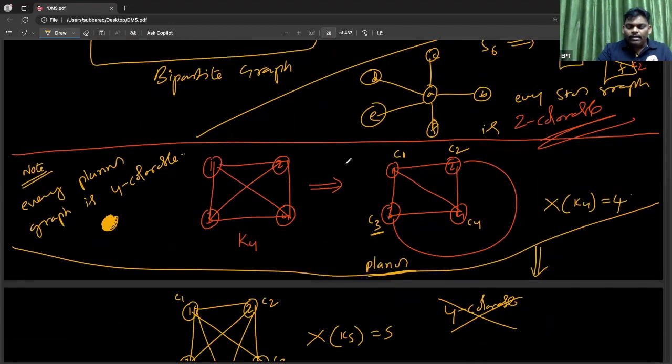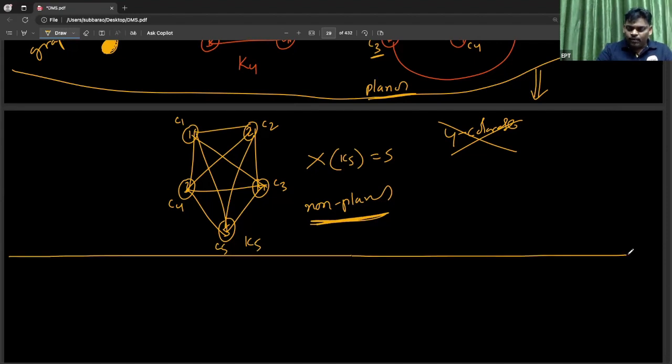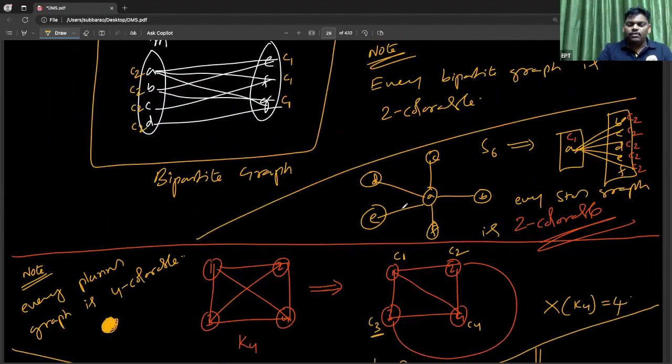I wrote non-planar, see, I wrote non-planar. You didn't read properly. The chromatic number of K5 is 5. It is non-planar, and because it is non-planar, I cannot say 4 colorable. See, I cancelled it also.